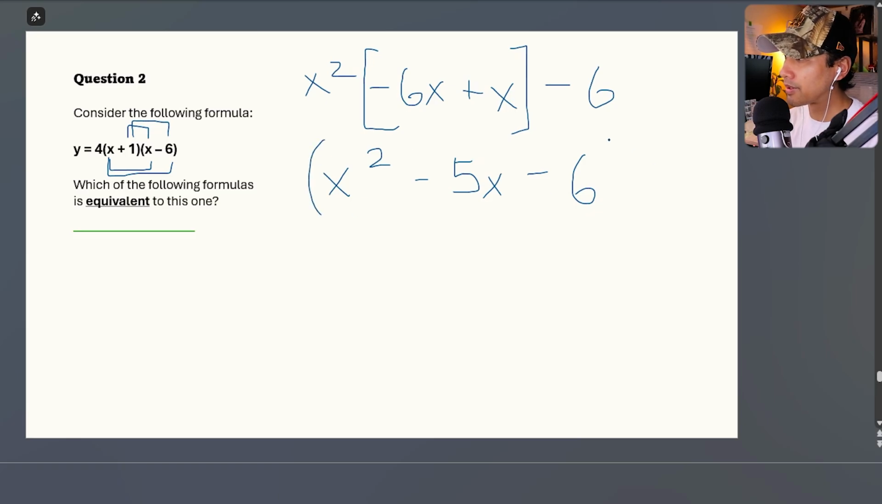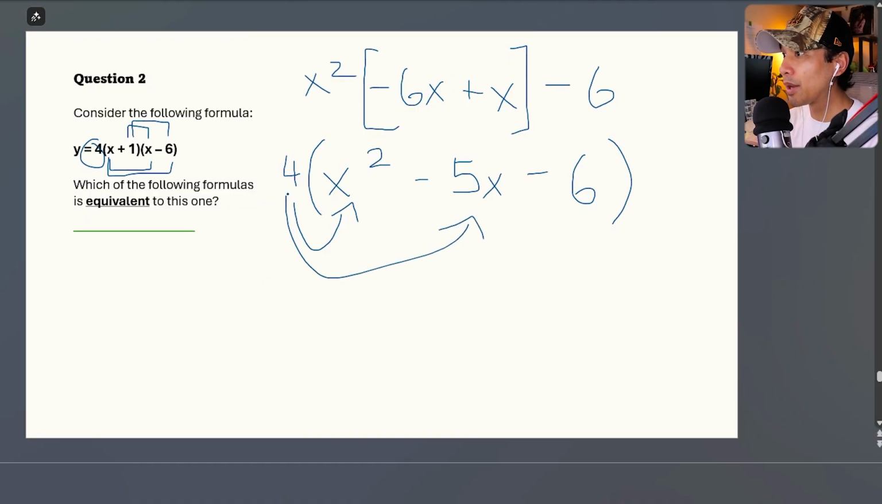So I'm going to put this in parentheses and I'm going to tag this 4 on. And that 4 is from over here. It's the coefficient. What is 4 times x squared? What is 4 times negative 5x? And what is 4 times negative 6?